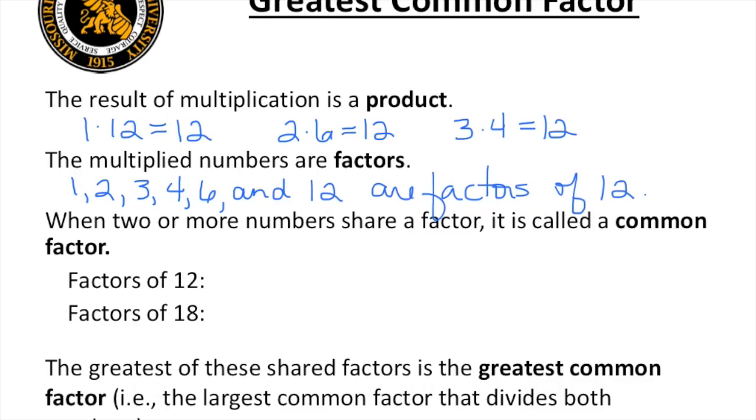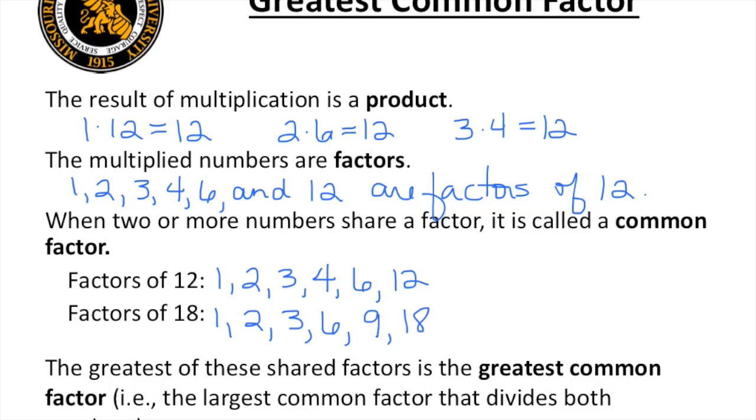When two or more numbers share a factor, it is called a common factor. Consider the numbers 12 and 18. We saw above that the factors of 12 are 1, 2, 3, 4, 6, and 12. The factors of 18 are 1, 2, 3, 6, 9, and 18. Notice that the two numbers have several common factors. 1, 2, 3, and 6 are all common factors.